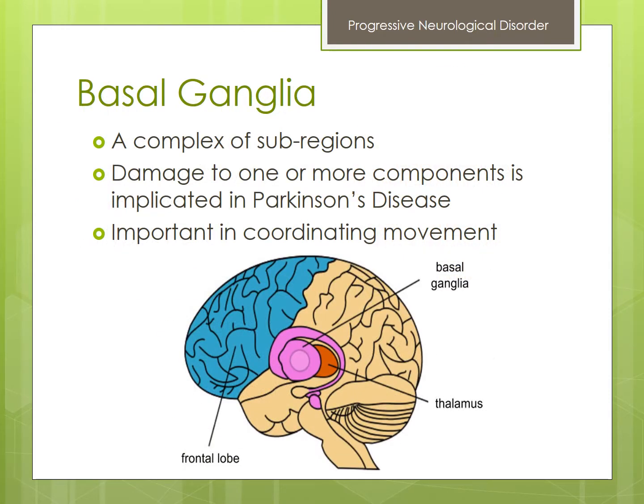So let's take a look at the brain and see what happens here with Parkinson's disease. The basal ganglia is a group of cells that are related to motor behaviors. It consists of the caudate nucleus, the putamen, and the globus pallidus. Damage to this area can cause Parkinson's disease.